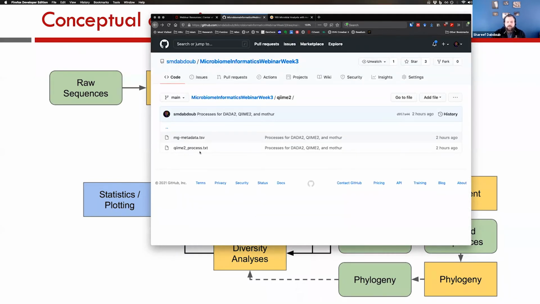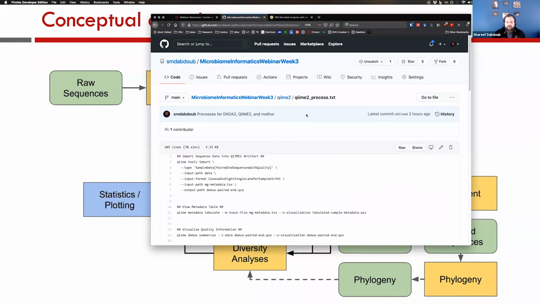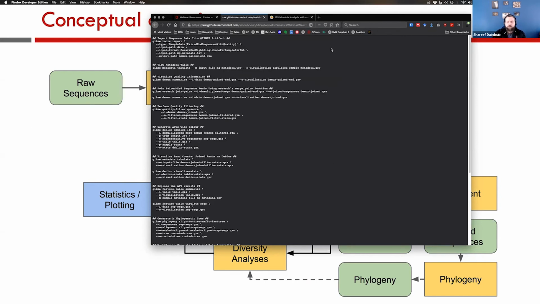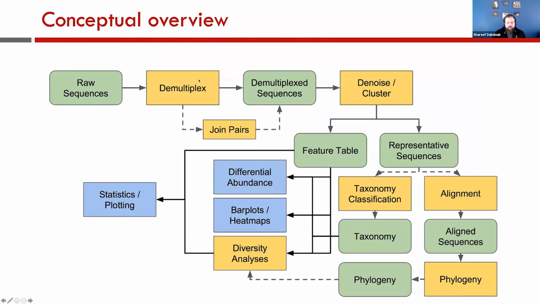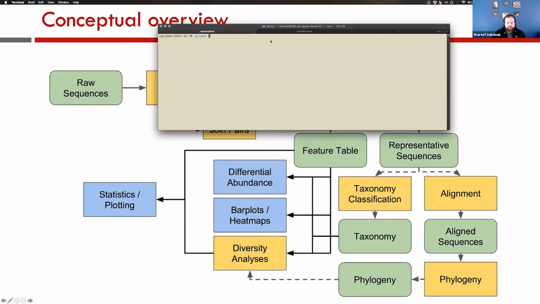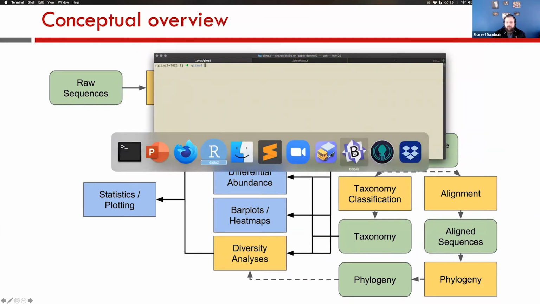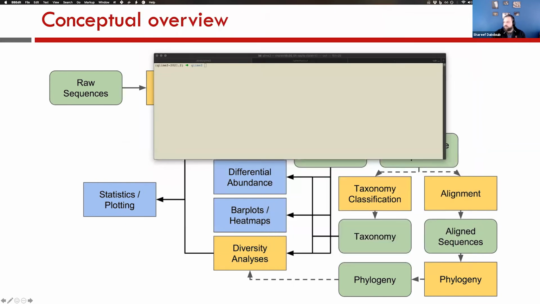Okay, and then the QIIME2 process here is the file I will be going through. I'll paste it here. It's a shortcut. Yeah, so I'll be going through that. We will then switch over to the console to start running things. And let me pull up my own copy of this. All right.